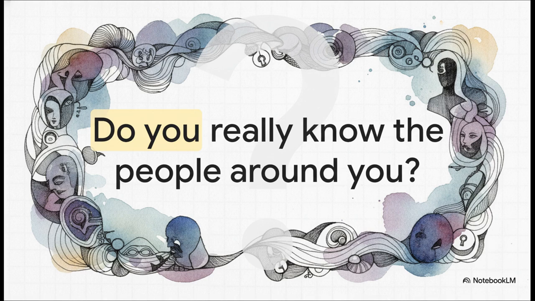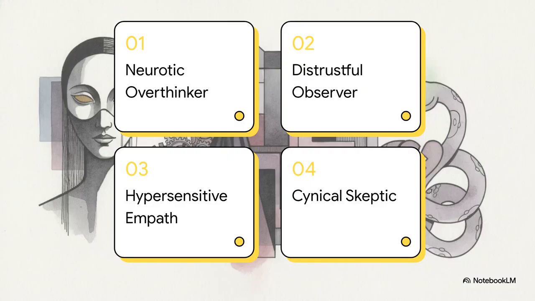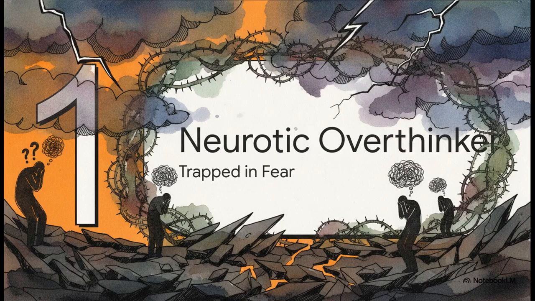I mean, we interact with dozens of people every single day, but we almost never pause to figure out the invisible operating systems running in their heads. Well, today, we're going to decode those systems together. So here's our structural roadmap for today's explainer. We're breaking down 4 specific personality types: the neurotic overthinker, the distrustful observer, the hypersensitive empath, and the cynical skeptic. Let's dive right into number 1, the neurotic overthinker, trapped in anxiety and fear.